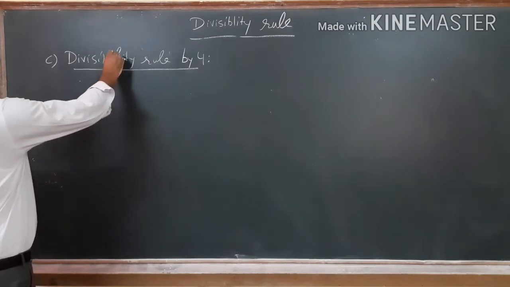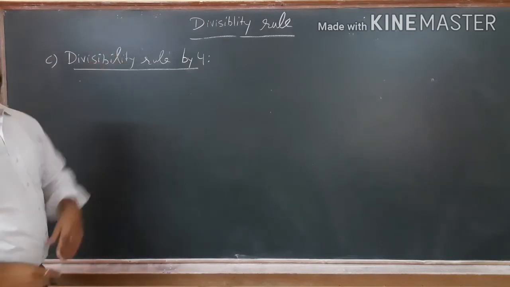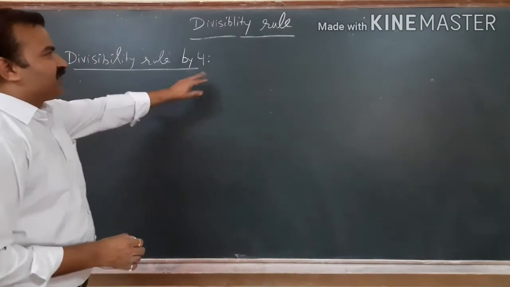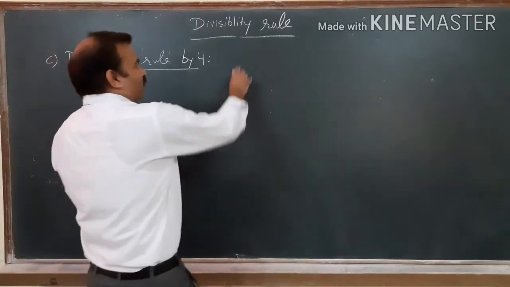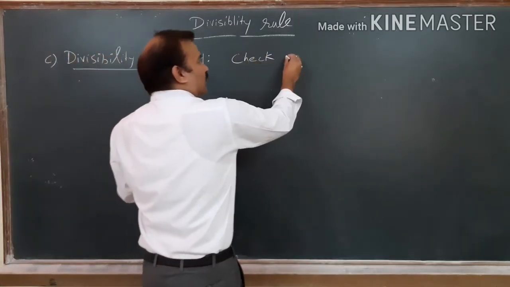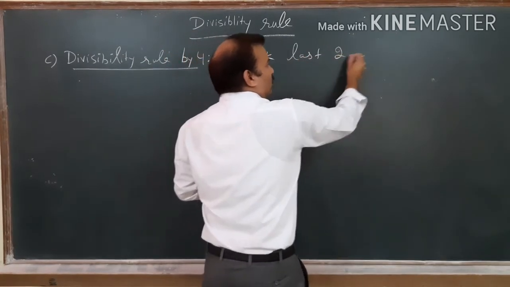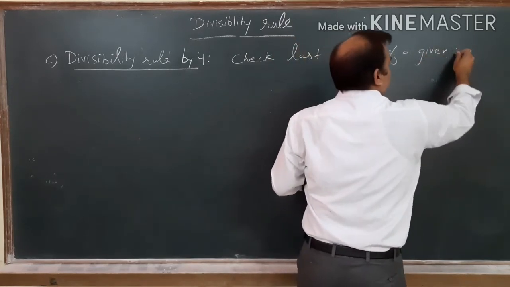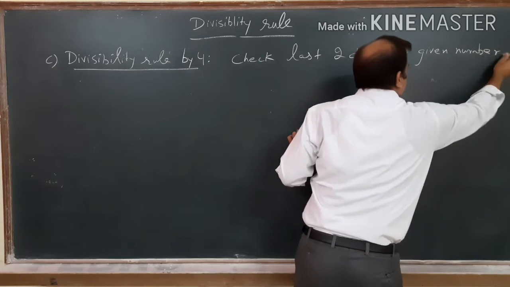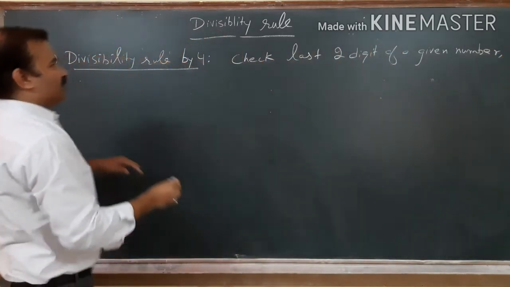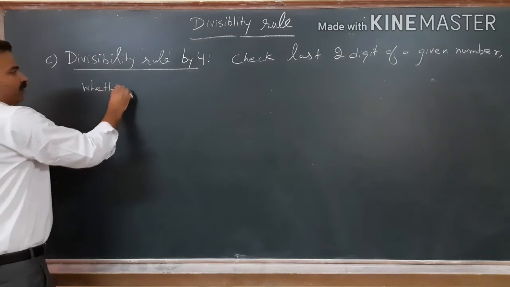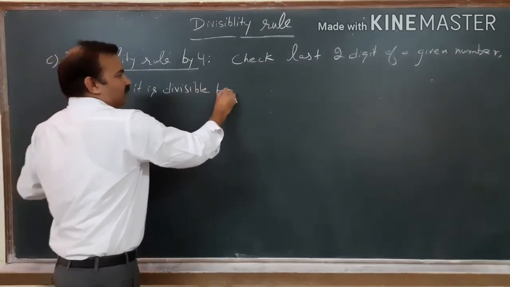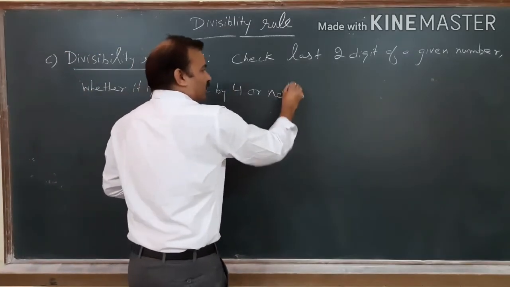Now next is the divisibility rule by 4. We have to check whether a number is divisible by 4 or not. In this case, we have to check the last 2 digits of the given number, whether they are divisible by 4 or not.